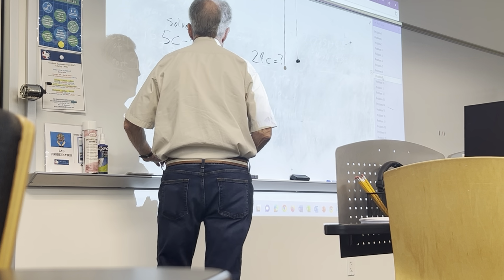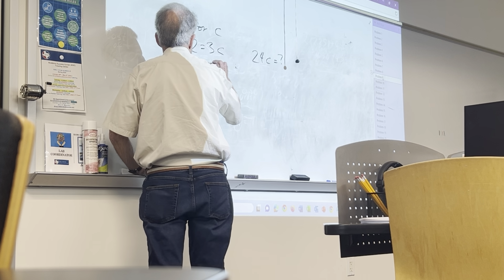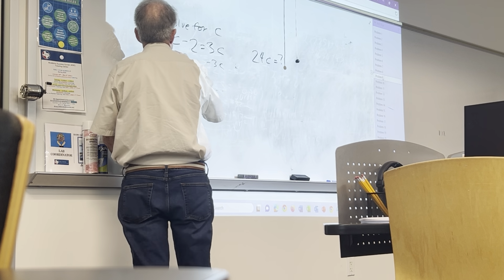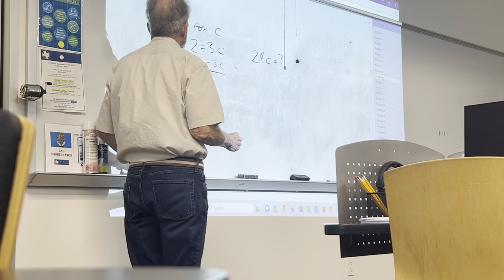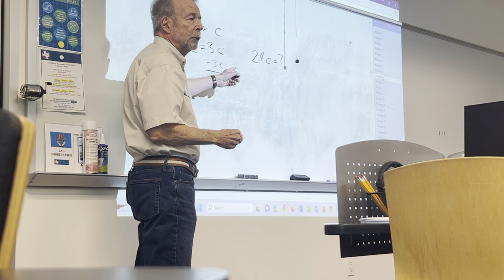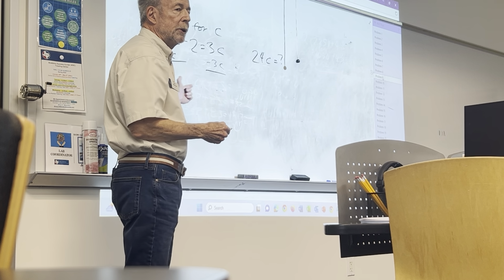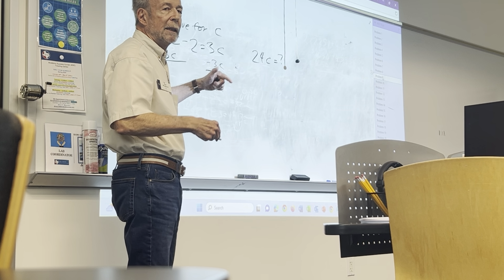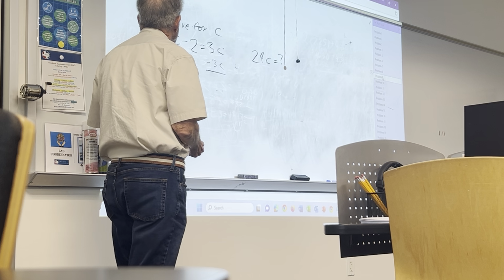Okay, let's get all the terms that have the c in them together. So I'm going to subtract 3c from both sides. Now, you might ask, well, why didn't you subtract 5c from both sides? Well, you can do that, and I'll do that in a moment. But typically, when we solve these equations, we have the variable terms on the left and the integer or the numbers on the right as a convention.